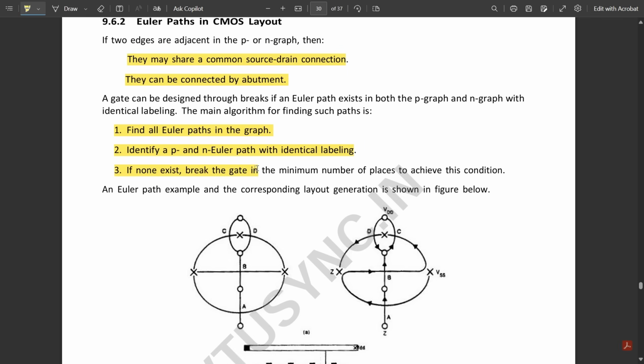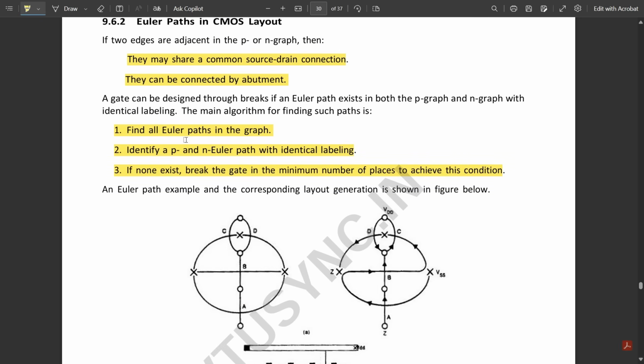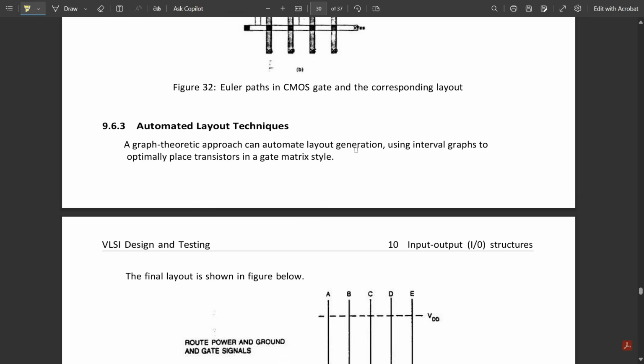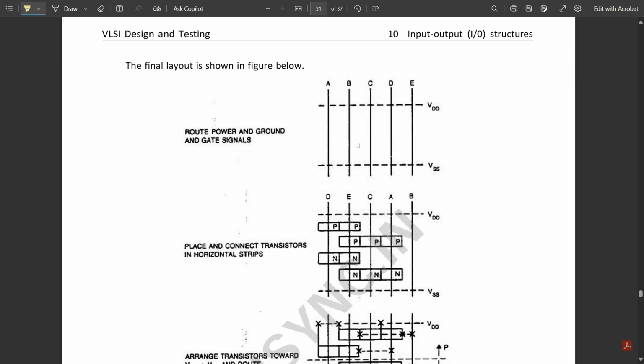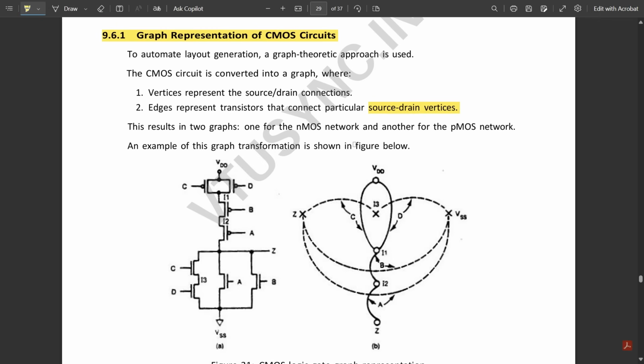If none exist, break the gate in the minimum number of places to achieve this condition. Okay. An Euler path example and the corresponding layout generation is shown here. So this is the Euler path example for these conditions. This was about the Euler path diagram for one simple logic example they have given. Okay, so hope you understood it.